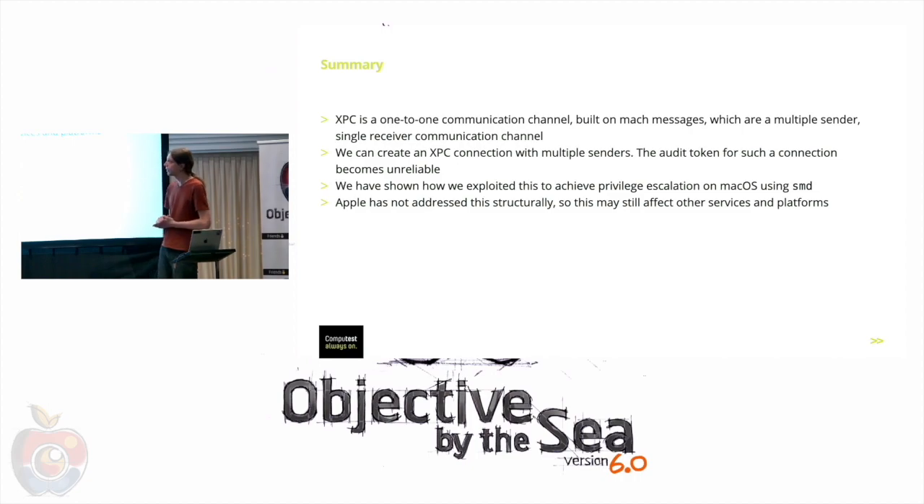Now, to summarize, XPC is a one-to-one communication channel, or it's assumed to be a one-to-one communication channel, but it's built on top of Mach messages, which are multiple sender, single receiver. So this abstraction might go wrong, where you can create an XPC connection where there are multiple processes sending messages at the same time. And once that happens, the audit token of that connection becomes unreliable.